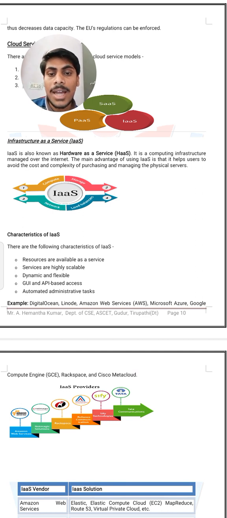Characteristics of Infrastructure as a Service: there are the following characteristics. Resources are available as a service, services are highly scalable, dynamic and flexible, with graphical user interface and application program interface based access, and automated administrative tasks. Examples are DigitalOcean, Amazon Web Services, Microsoft Azure, and Google. These are examples of Infrastructure as a Service.